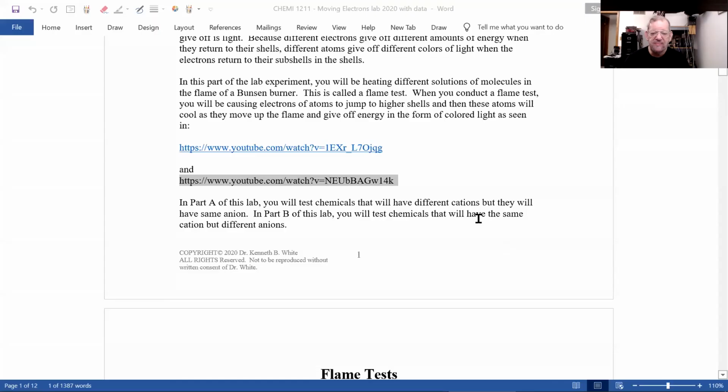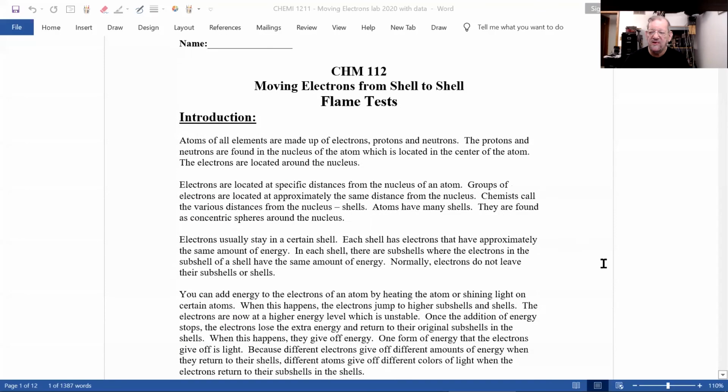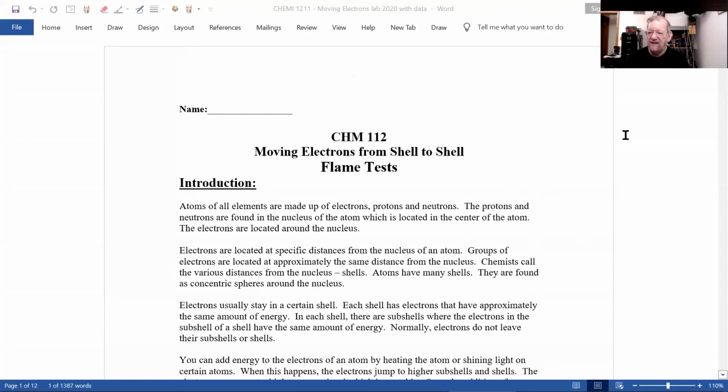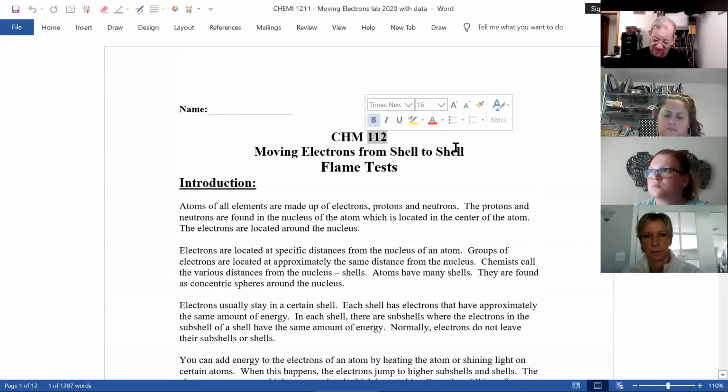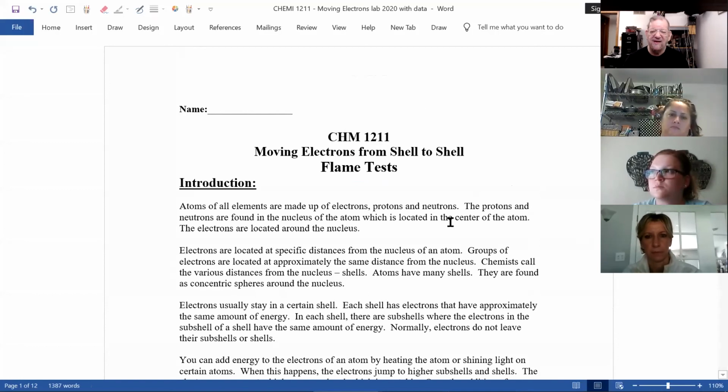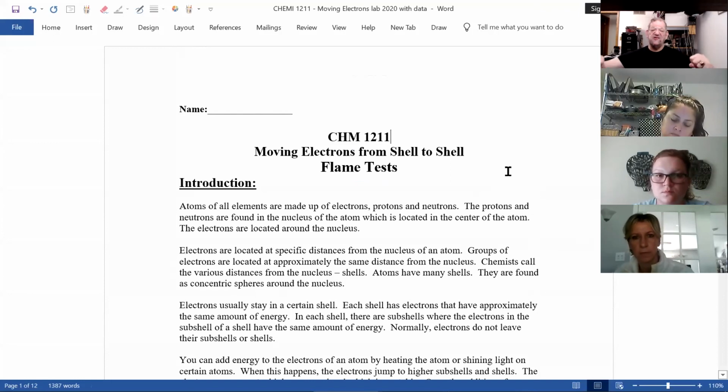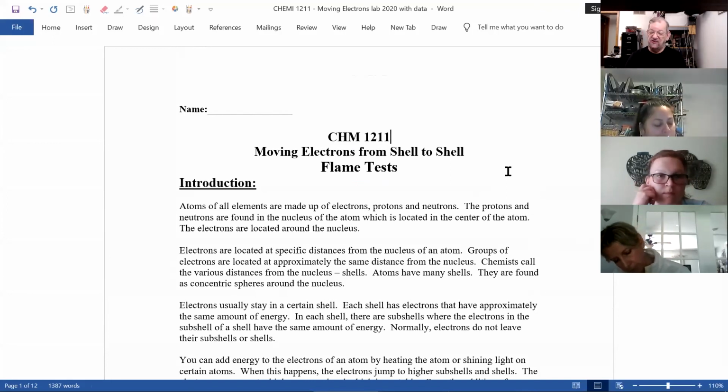But anyways, today's lab, you're going to learn. Everybody see the lab on there? I should have changed this to 1211. But anyways, today's lab deals with moving electrons from shell to shell.